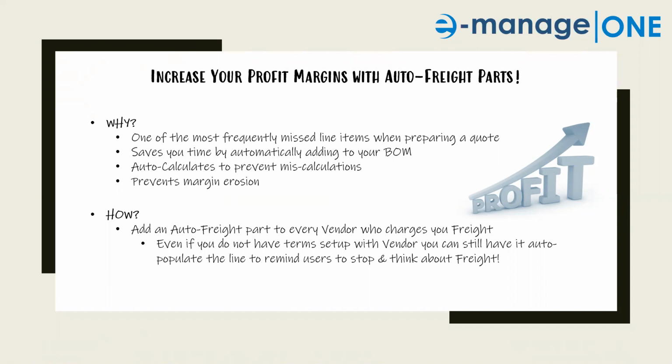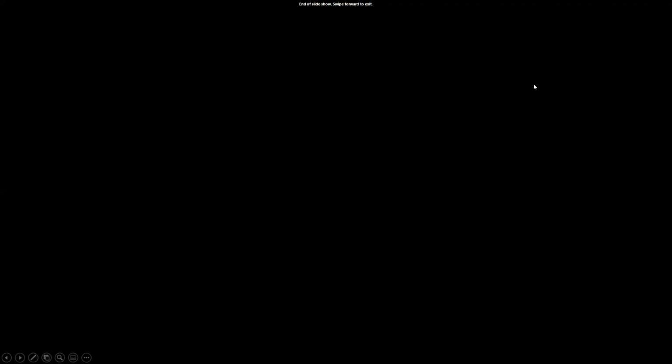We understand everything's always moving very fast. You've got to get these quotes out. That's why, if you put these freight parts together, your users will see that it's automatically going to add onto your bill of materials so that you can at least stop and think about it. It's better to add on a freight part than get hit with the freight when the bill comes in and now you've dropped your profit margin because you didn't even stop to think about it. So those are the reasons why. We're going to go ahead and get started and show you how. This one should be pretty quick and painless.